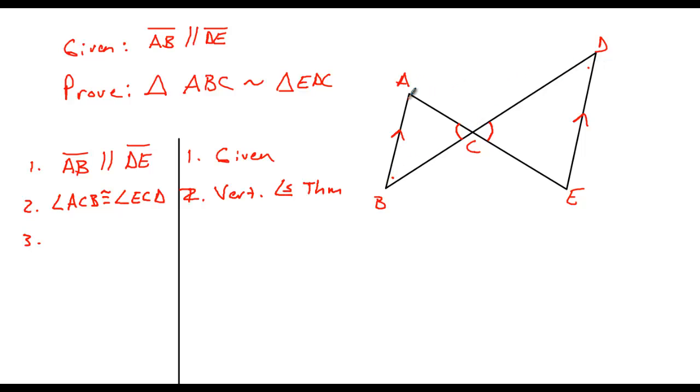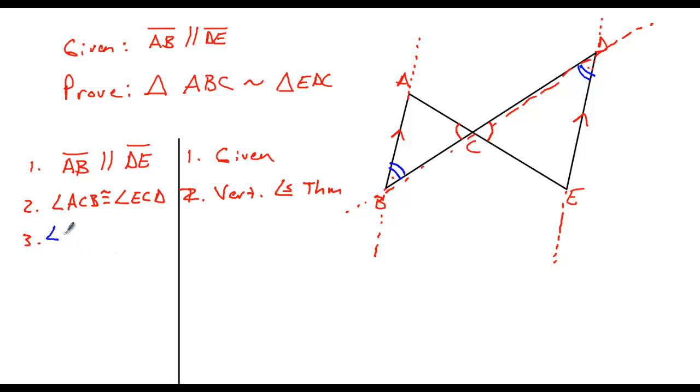Well, remember these segments here, even though they stop, they're really part of these lines that extend on forever, right? So these are parallel lines. And then this is a transversal that goes through them, right? So I have these two parallel lines. They're cut by this transversal. So the alternate interior angles have to be congruent.